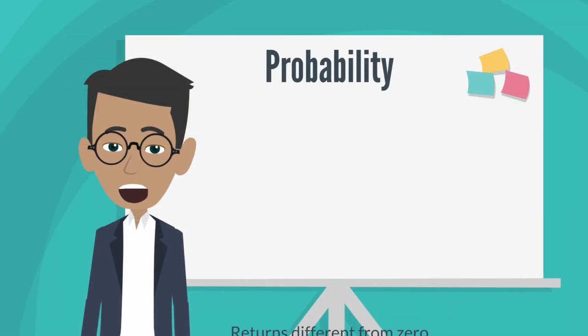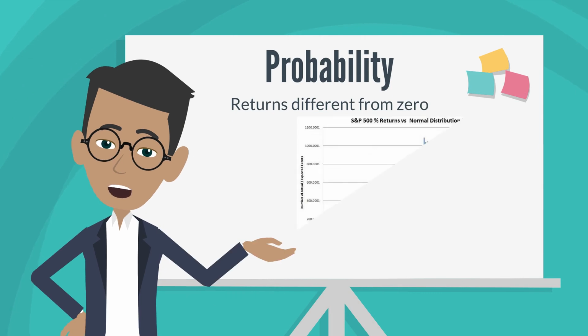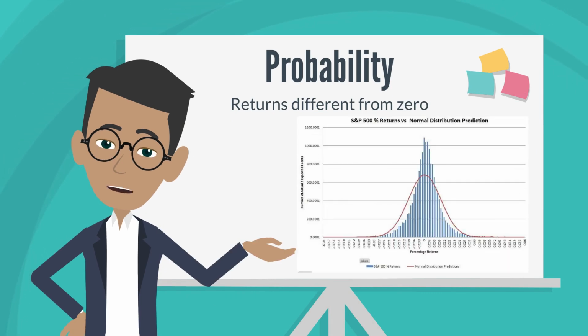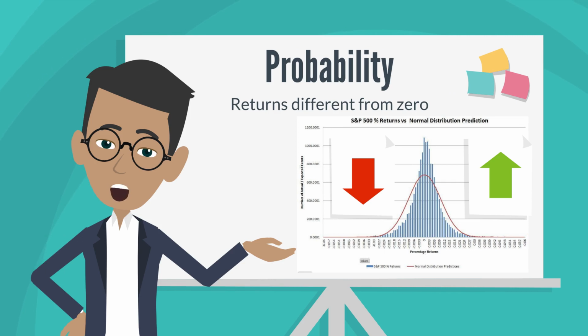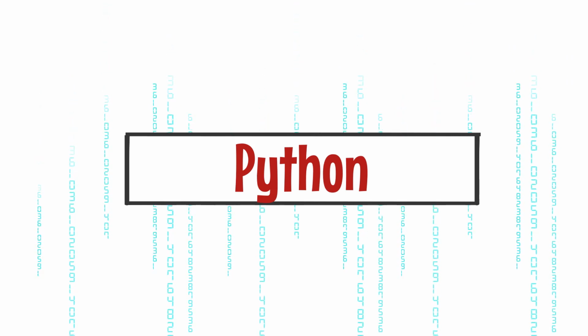Let's say we want to find out the probability of generating a daily return that is different from 0 for S&P 500 index. In this simple experiment, we don't care if we generate a positive or a negative return. All we need to know is if we can generate a return different than 0. Let's see how we can use Python to calculate this probability.